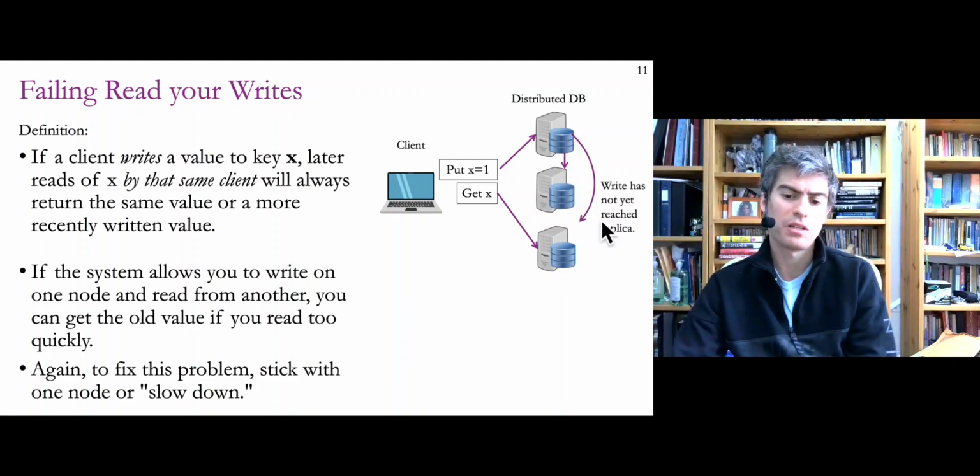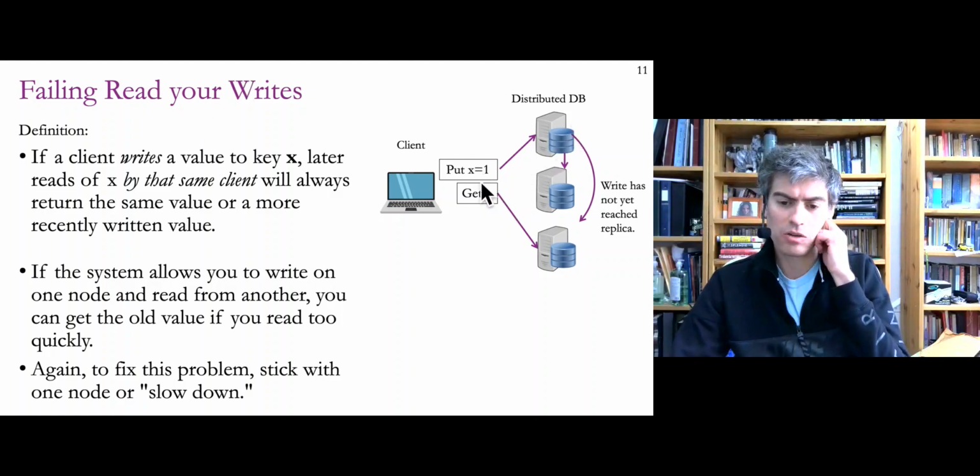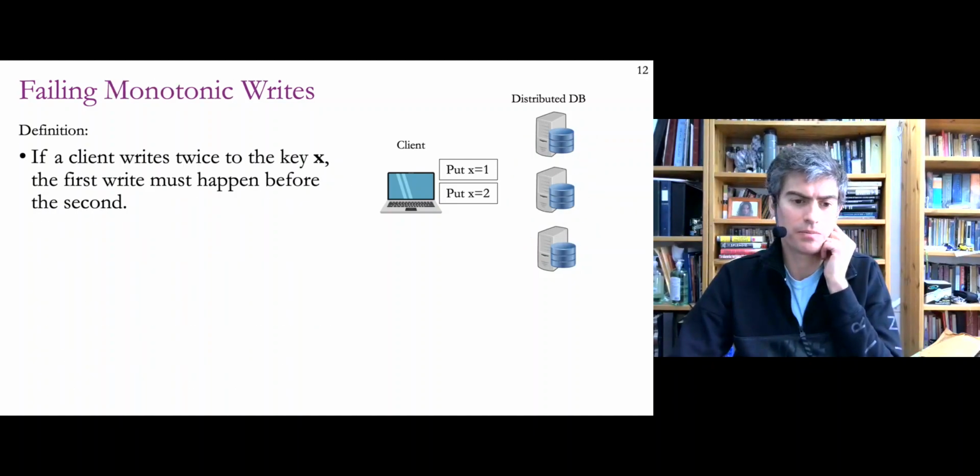Let's just say that this GET request came in really quickly to the third node before it received the new write. So this GET, if it went to a different node, got an old version of the data. And again, we can fix this problem by either going back to the same node always. Read your writes will definitely be fixed if you go to the same node every time. Or we can somehow slow down the second request until after we've achieved consistency of the write. Okay, so again, we'll come to how we do that later on.